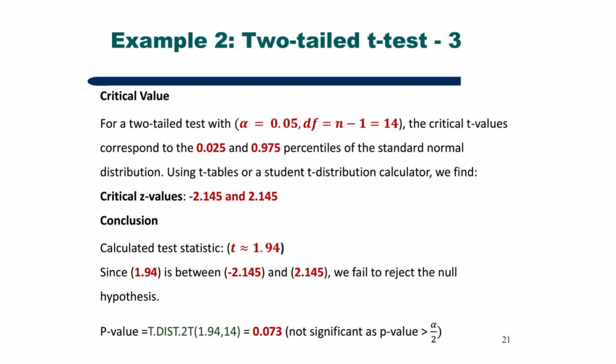Conclusion. Calculated test statistic. T approximately equals 1.94. Since 1.94 is between minus 2.145 and 2.145, we fail to reject the null hypothesis. P-value equals 0.073, which is greater than the alpha value, and hence the null hypothesis is not rejected.